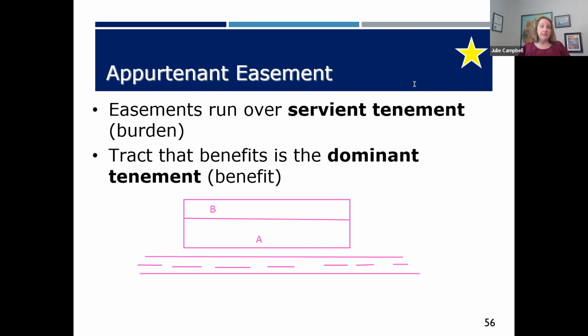How many tracts of land? Show me. How many tracts of land? Two and only two. Tract A, tract B, the servient and the dominant.